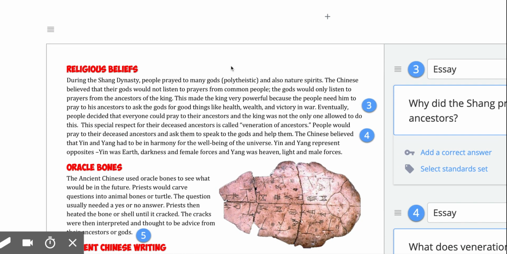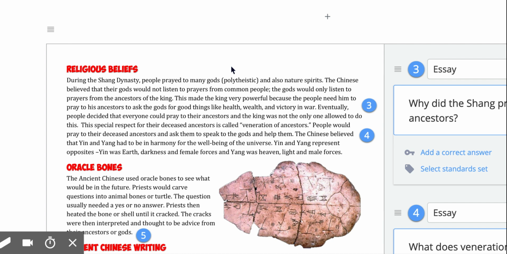Religious beliefs. During the Shang dynasty, people prayed to many gods, polytheistic, and also nature spirits. The Chinese believed that their gods would not listen to prayers from common people. The gods would only listen to prayers from the ancestors of the king. This made the king very powerful because the people needed him to pray to his ancestors and ask the gods for good things like health, wealth, and victory in war.